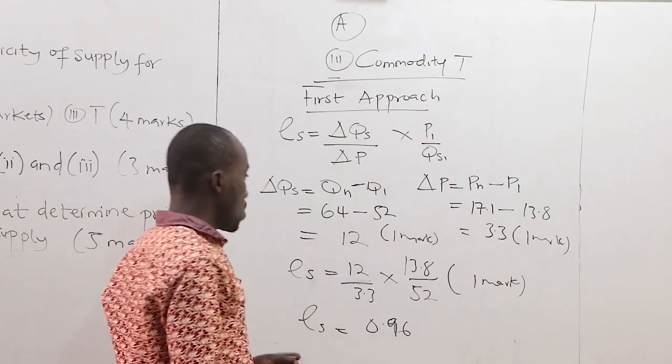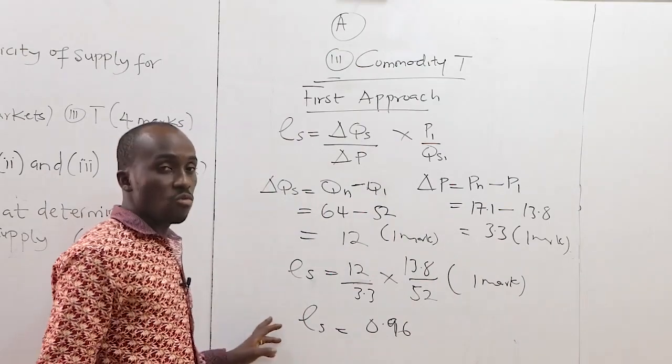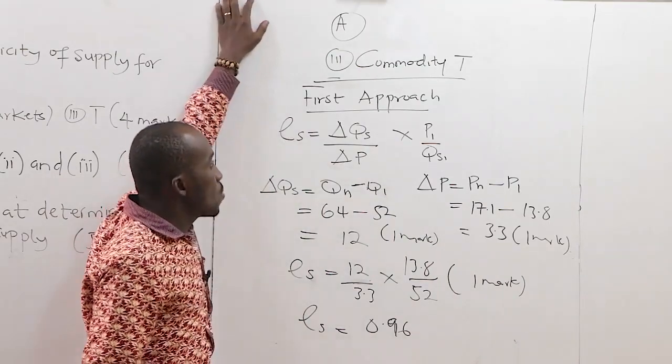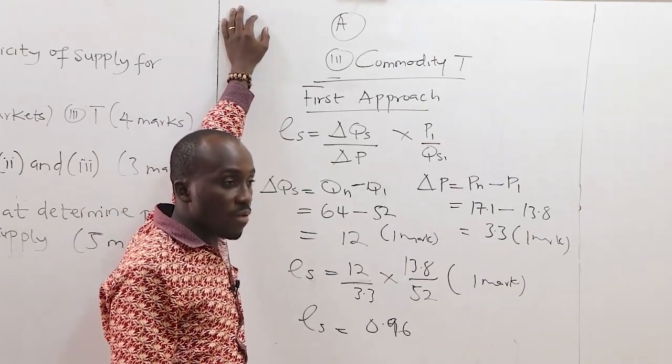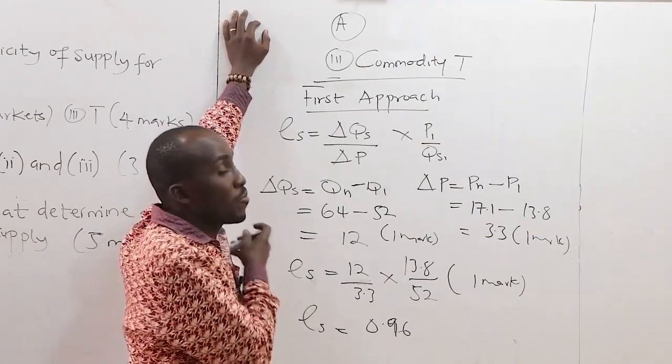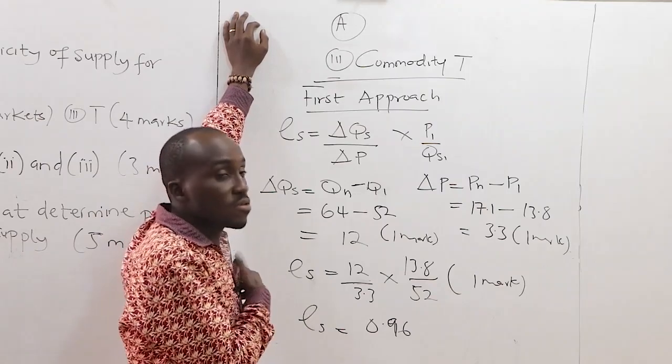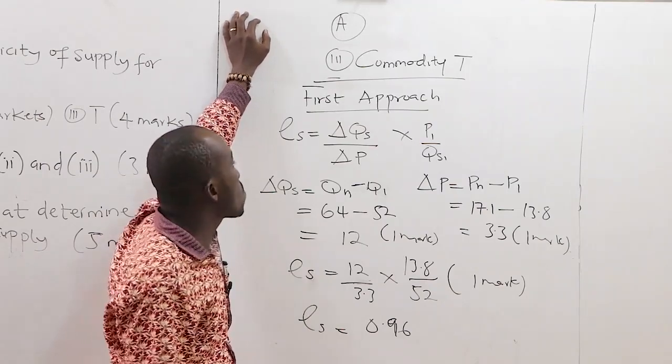One mark for there. So what do you have? Let's go by it. You're supposed to do the price elasticity of supply for commodity. And we have two approaches. I want to take you through your approaches so that you can appreciate what they are saying.